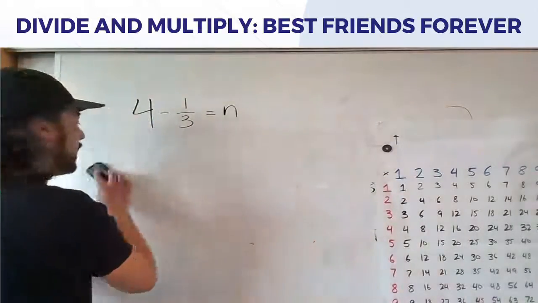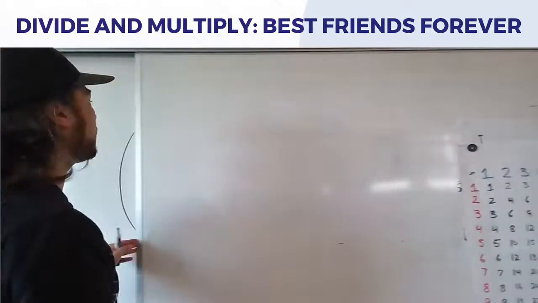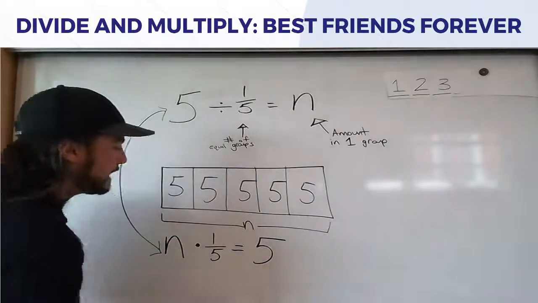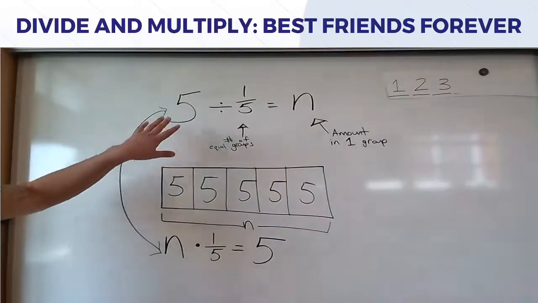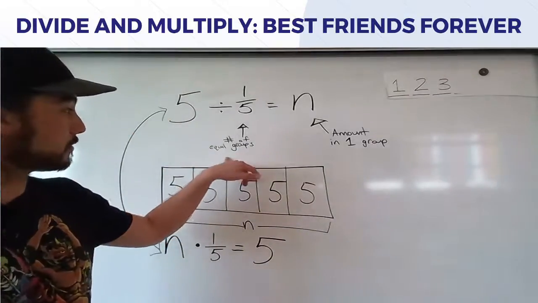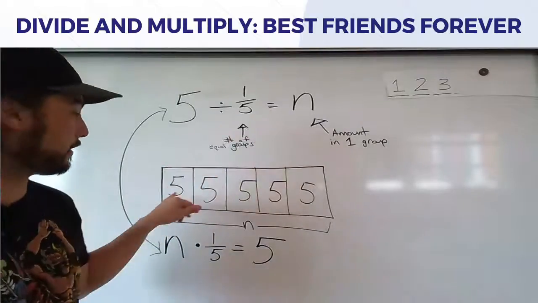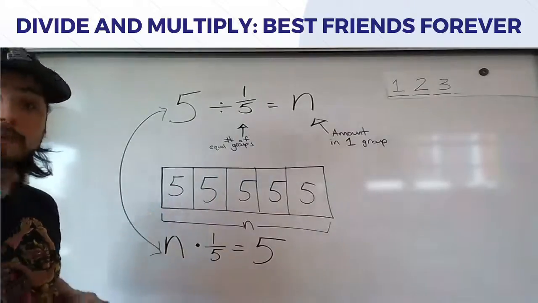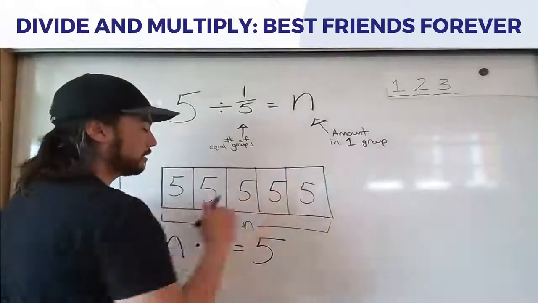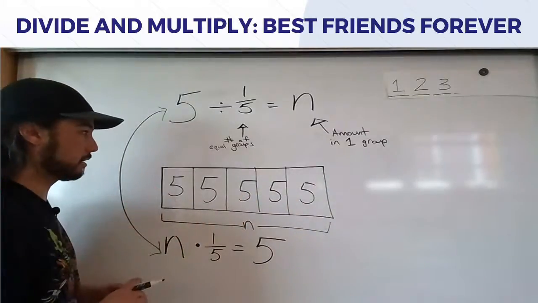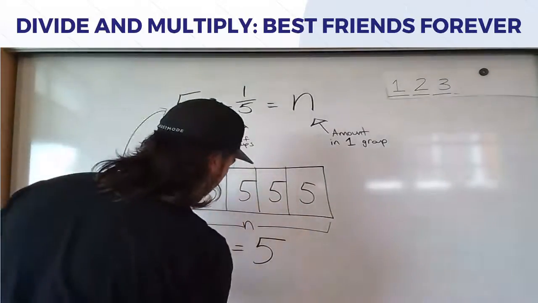Or actually, let's go a step further. Let's look at the one I already have on the board from last week. 5 divided by 1/5 equals n. Okay? Again, this is the equal number of equal groups. So this is 1/5 of a group. We're taking our 5, we're putting it into 1/5 of a group. How much is one group? In this case, does that look like 5 times 5?